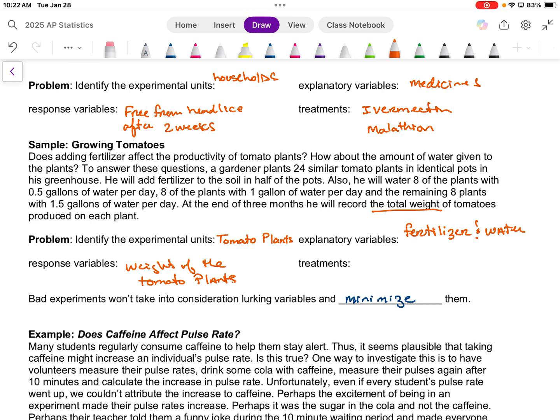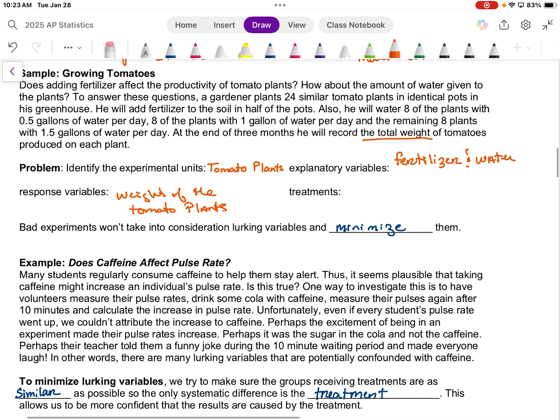And then the treatments. Now this gets pretty detailed for the treatments, because notice not all of them got fertilizer. He said half of them would get fertilizer added to the soil. And then he broke it down even further. 8 plants would get a half gallon of water, 8 plants will get 1 gallon of water, and so forth. So with that in mind, we would say that we have a fertilizer treatment and no fertilizer treatment.